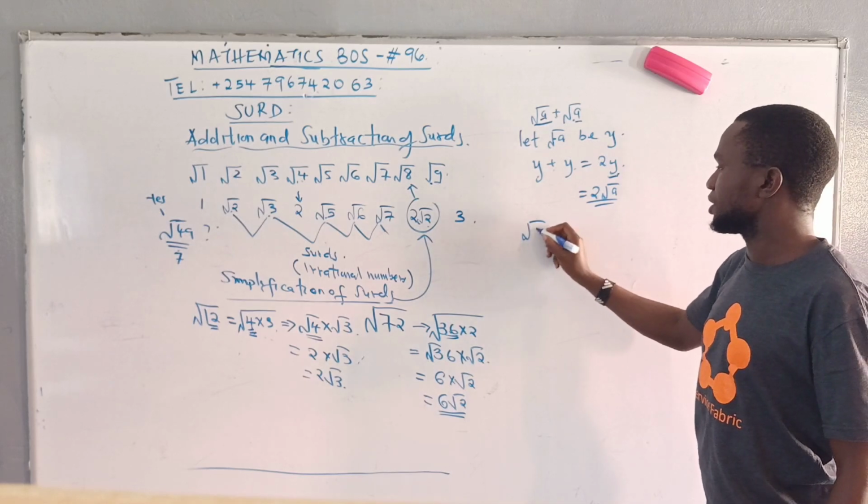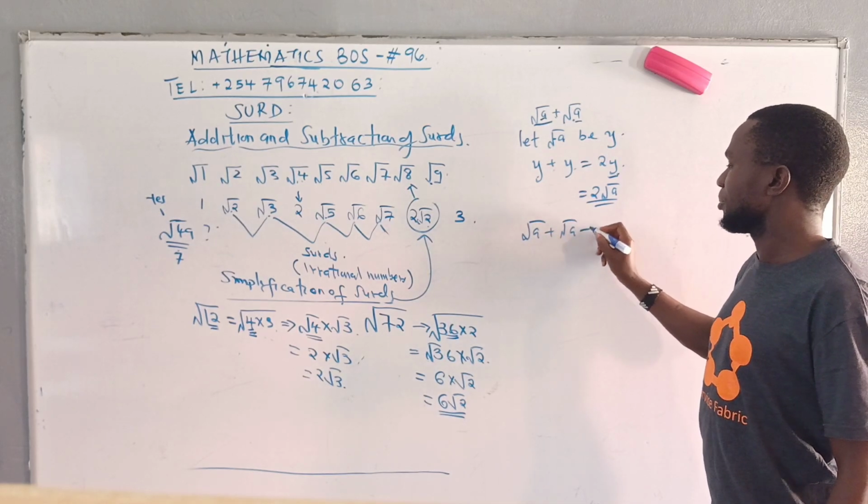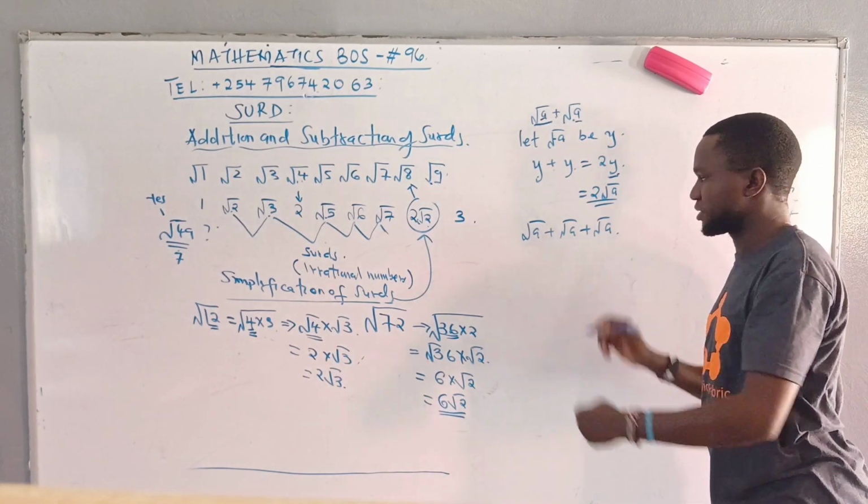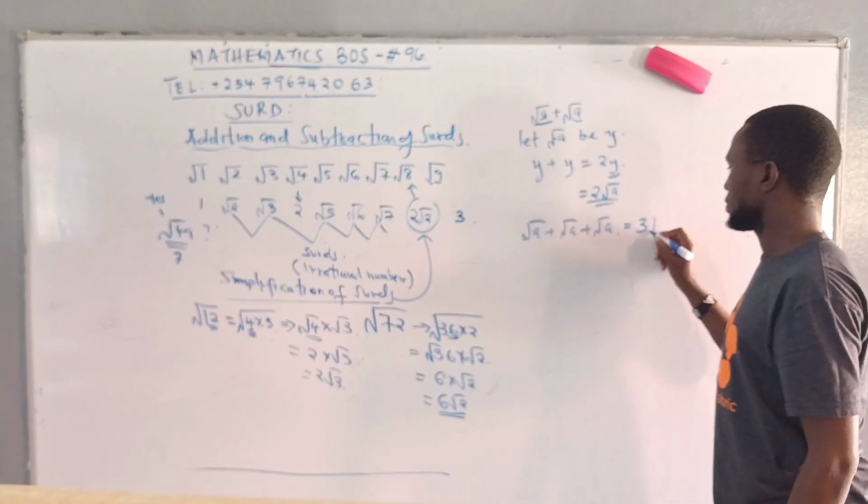So if I have root a, again, plus root a, plus root a, how many times does it appear? 3 times. So we will say 3 root a.